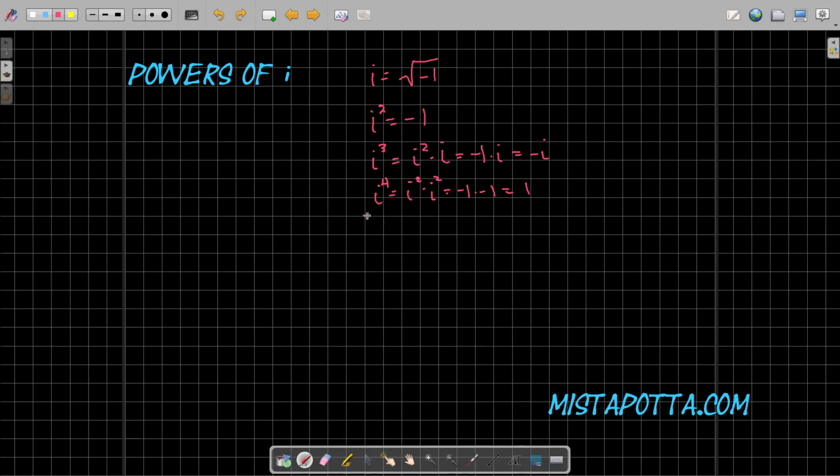So once I know this, if I were to look at i to the fifth power, I know that's i to the fourth times i. But that's just really 1 times i, or i. i to the sixth, well, I can do the same treatment.